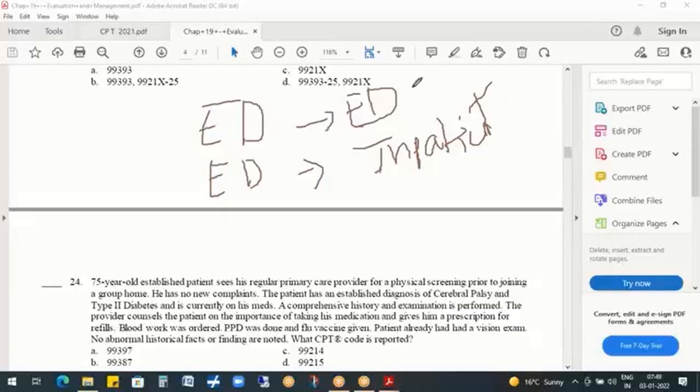Next point. If any 2 key components are from the same level, code that level.